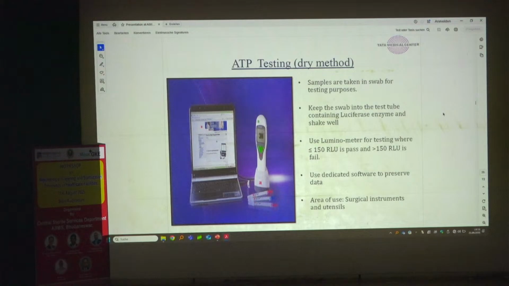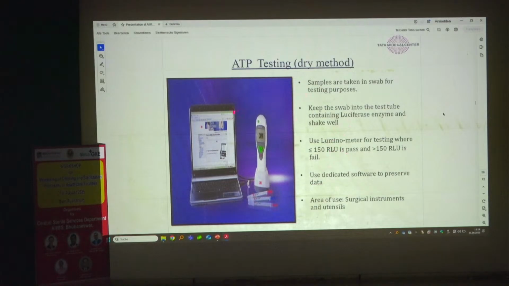In the swab stick, there is an enzyme, luciferase enzyme, and this enzyme reacts with the swab, because when we take the swab, there is something on it. It reacts chemically, and if the luminometer result is higher than 150 RLU, relative light units, it is a fail, and lower than 150, it is a pass.